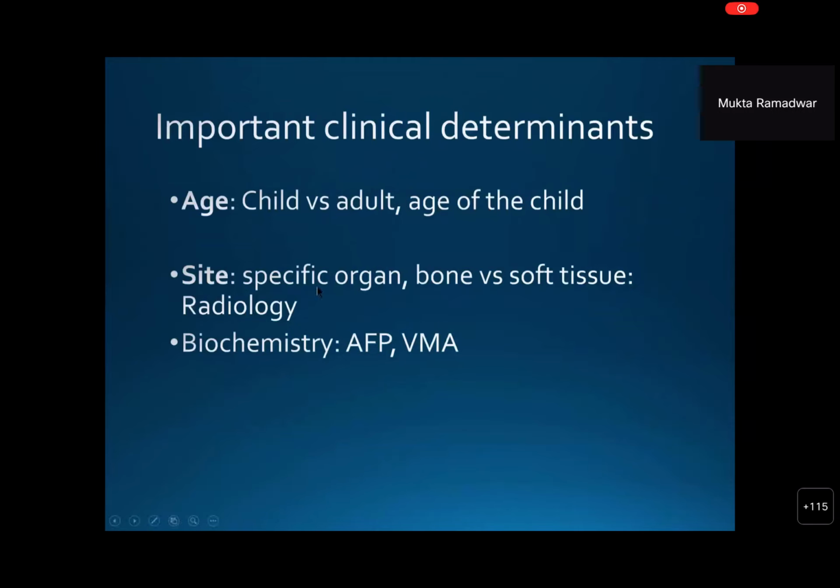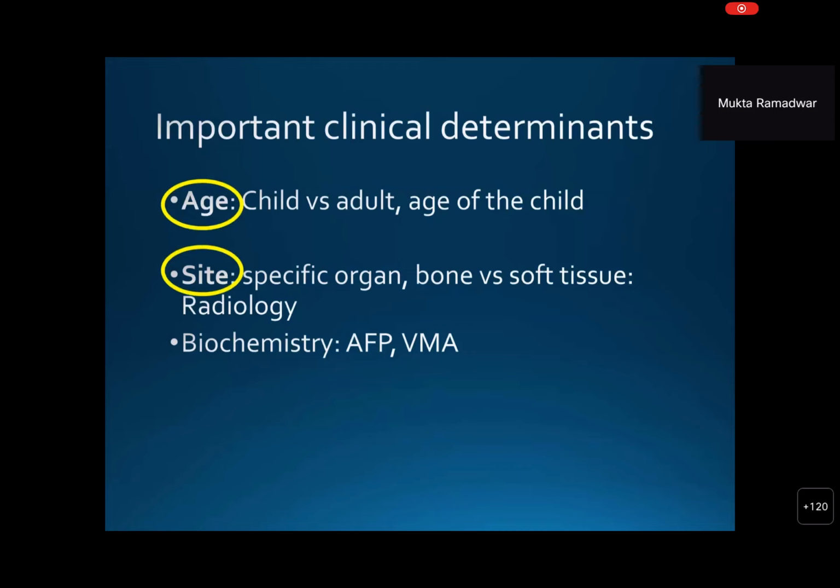A round cell tumor occurring in a specific organ in itself gives away the diagnosis in so many cases. Is it arising in the bone? Is it arising in the soft tissue? If it is not in any other specific organ, what is the radiology? Biochemistry is also helpful in certain tumors, like raised urinary VMA levels in neuroblastoma and serum alpha fetoprotein levels in hepatoblastoma, and so on. So, age and site. Never forget to start your diagnostic process with these two elements.